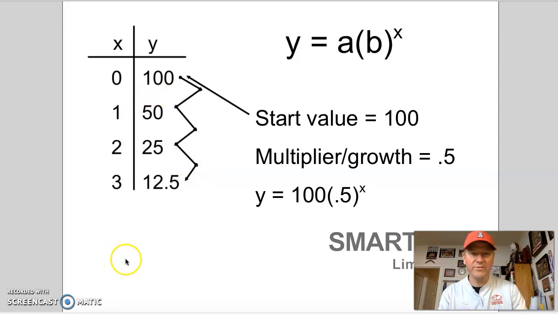Just want to give you the answer key, talk about how you did it. It was rate of change growth from a table. And you can see the table went 100, 50, 25, 12.5. The start value in our y equals ab^x is 100. We know that because of 0 and 100. The multiplier of the growth is 0.5. 100 to 50 to 25, it was clearly going down.